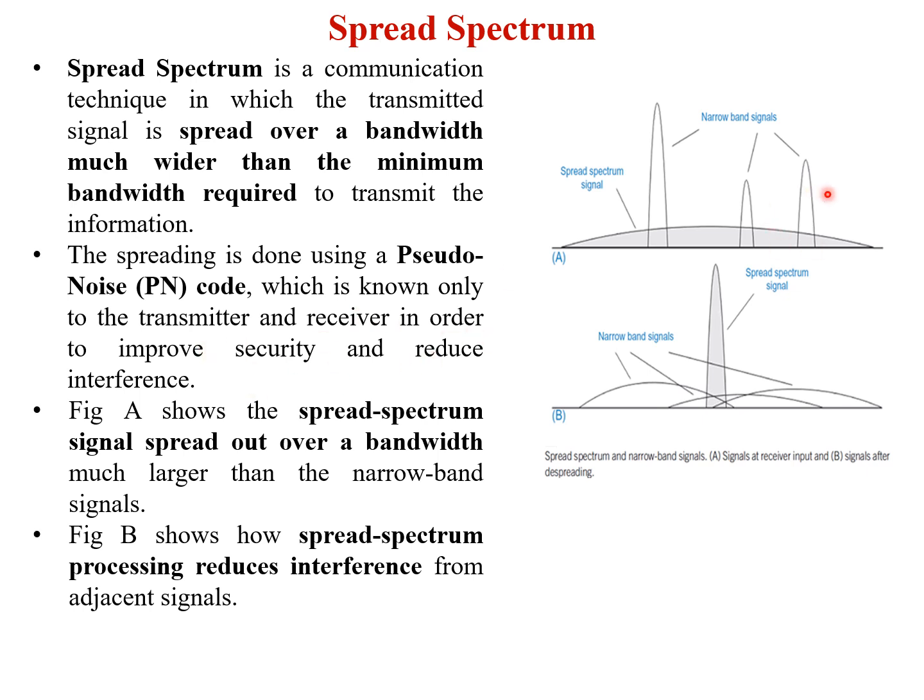Figure A shows the spread spectrum signal spread over a bandwidth much larger than the narrowband signals. Spreading the transmitted power over a wide frequency band greatly reduces the signal power in a narrow bandwidth, and hence the potential for interference.